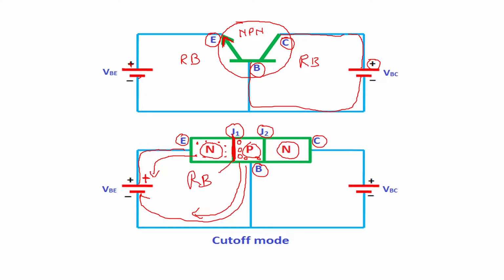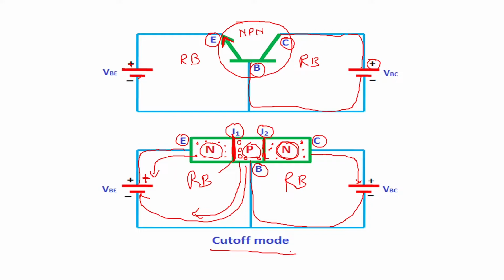Similarly, in the second junction, you can see this N type semiconductor, which is your collector. In this, you have electrons as majority charge carriers. Those electrons are connected to the positive terminal of a battery, so they are attracted outside. And here the holes of the P type are connected to the negative of a battery. That means even the junction J2 is reverse biased. So when both the junctions are reverse biased, then we say the transistor is in cutoff mode.